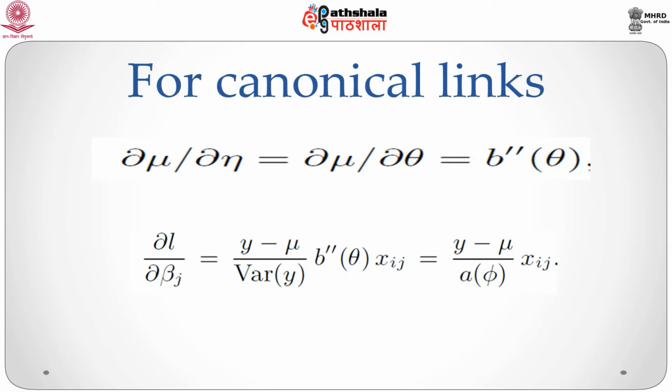So here already you can see that the score equations for canonical links are considerably simpler than for the case where we have a non-canonical link, and this gives you some mathematical justification for preferring the canonical link or making it the default choice when you have no strong reason to favor any particular link.